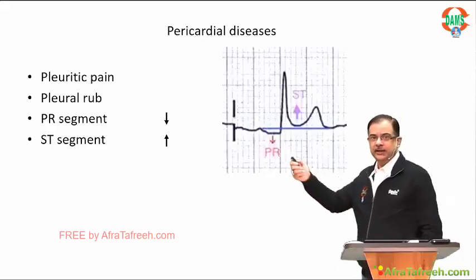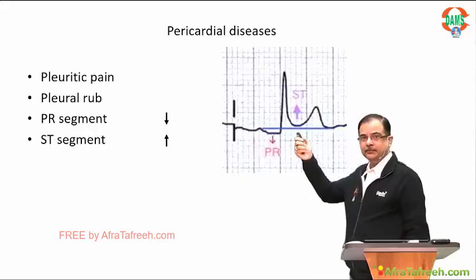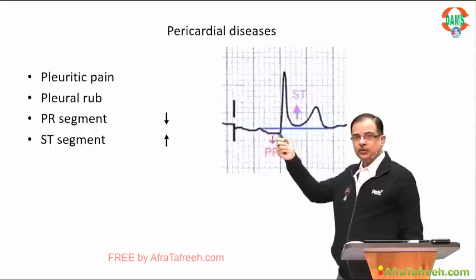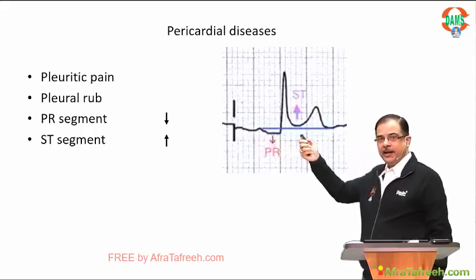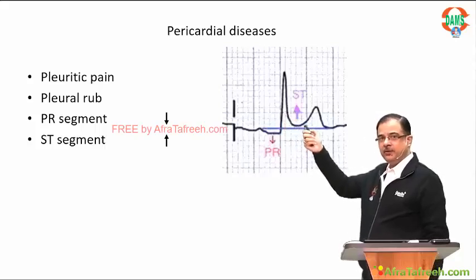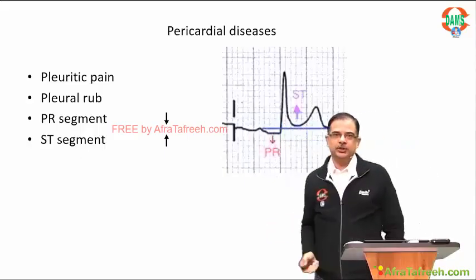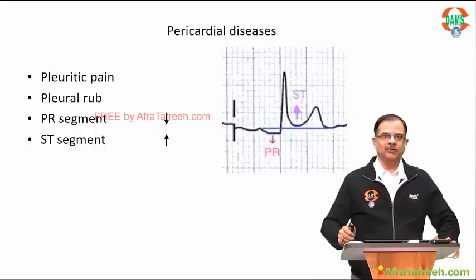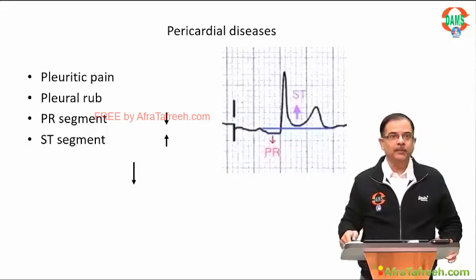So you can see here, this is the PR segment and this one is the baseline. From the baseline, the PR segment is going down, PR depression, and ST elevation is there, which is concave upward ST elevation. So this combination is a classical case of acute pericarditis. Yes, this is a case of acute pericarditis.